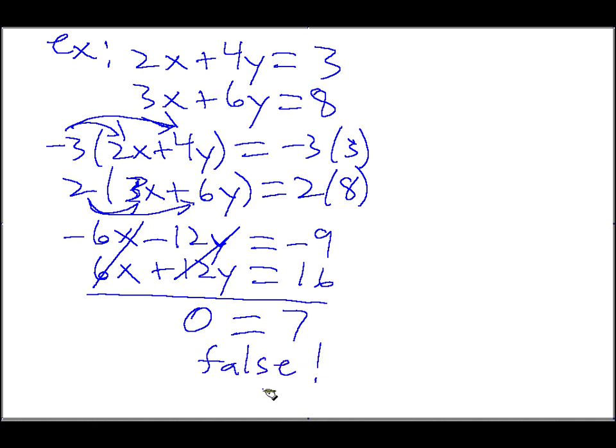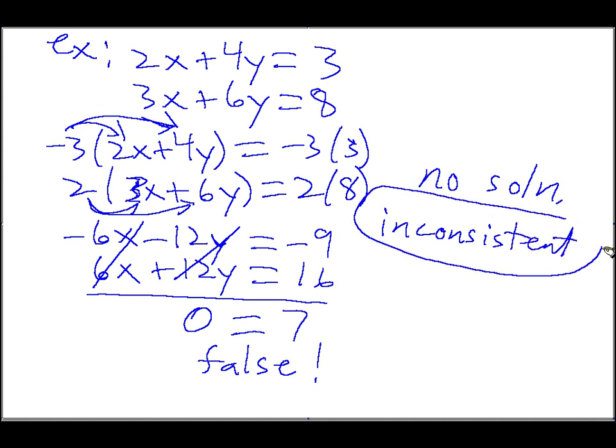And just like the substitution method, with the addition method, if I end up with a false statement at the end, a nonsense statement like this, then the conclusion is that these two lines are parallel. That means they will not intersect. That means there's no solution to this system. And that means it's a what? It's an inconsistent system. So the system is what? Inconsistent.